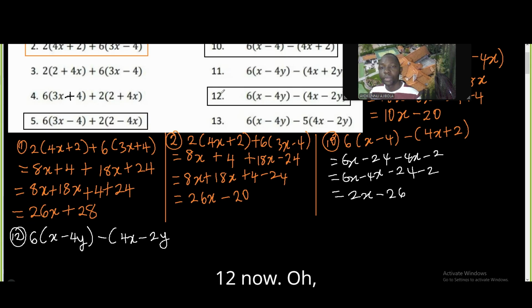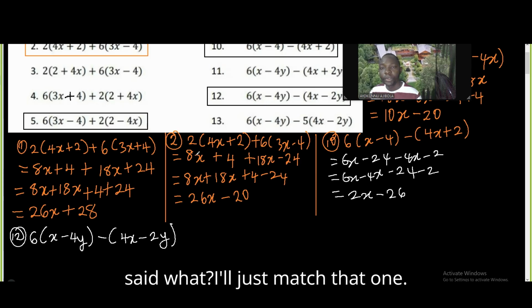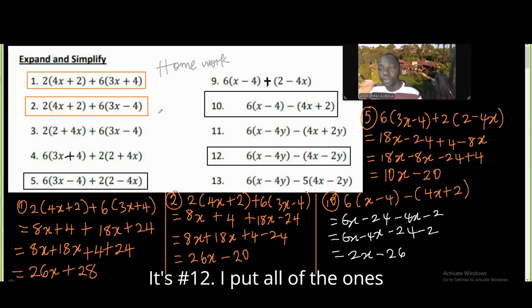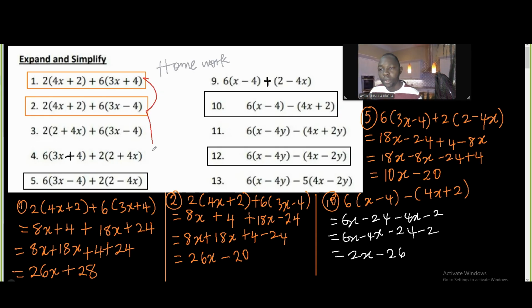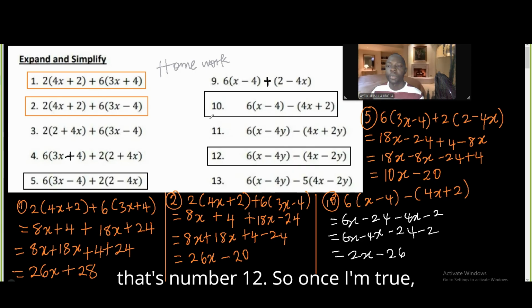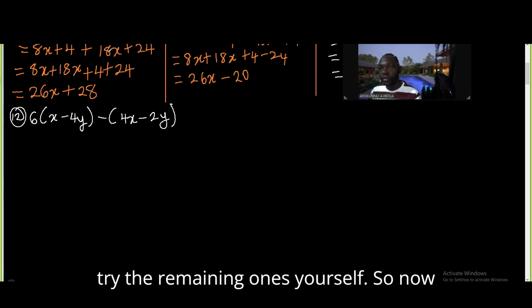I said number 12. You should check number 12 now. Oh, I thought I heard number 6. Never mind. It's number 12. I put all of the ones I wanted to do inside the box, right? Yes. So that's number 12. Once I'm through, you're going to write it down, then you try the remaining ones yourself.